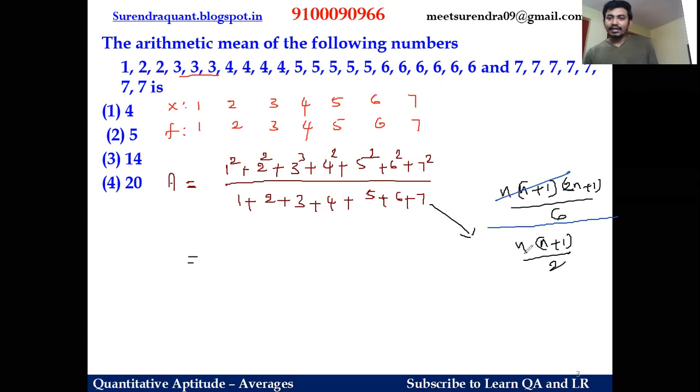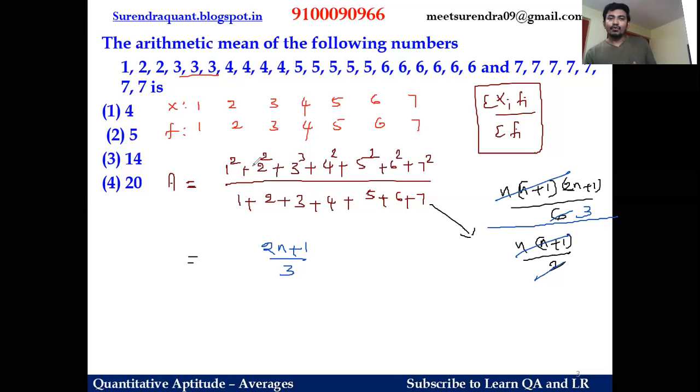N into n plus 1, n into n plus 1 gets cancelled. 2 goes 3 times. So simply we can take this average as 2n plus 1 by 3, where n is the number of terms. Number of terms are 7, right? I mean, 1, 2, 3, 4, 5, 6, 7 terms are there. Substitute n as 7. So 2 into 7 plus 1 by 3. So 14 plus 1, 15. 15 by 3. So 5 is the average of all such terms, and that is the option.